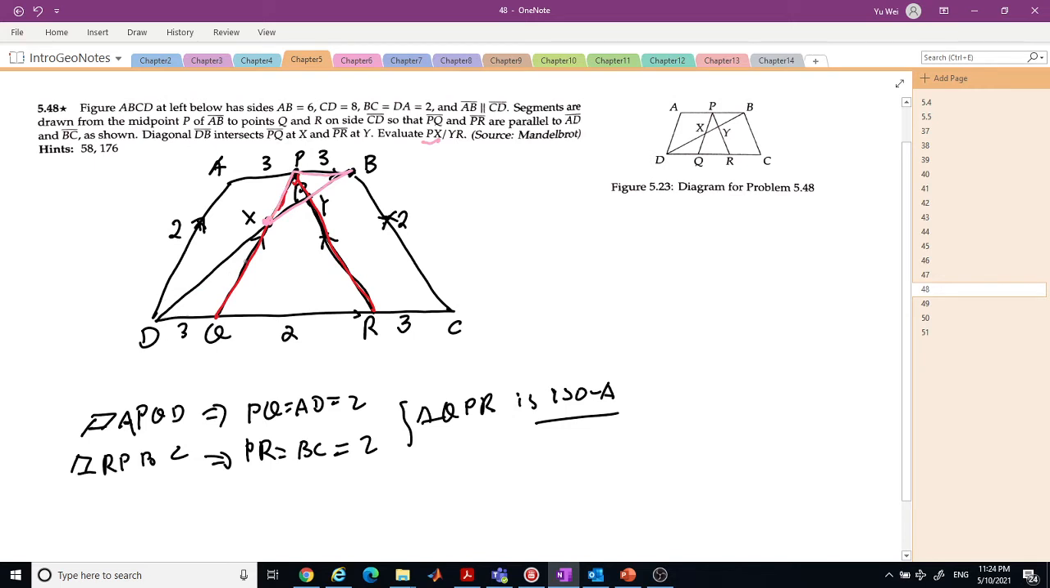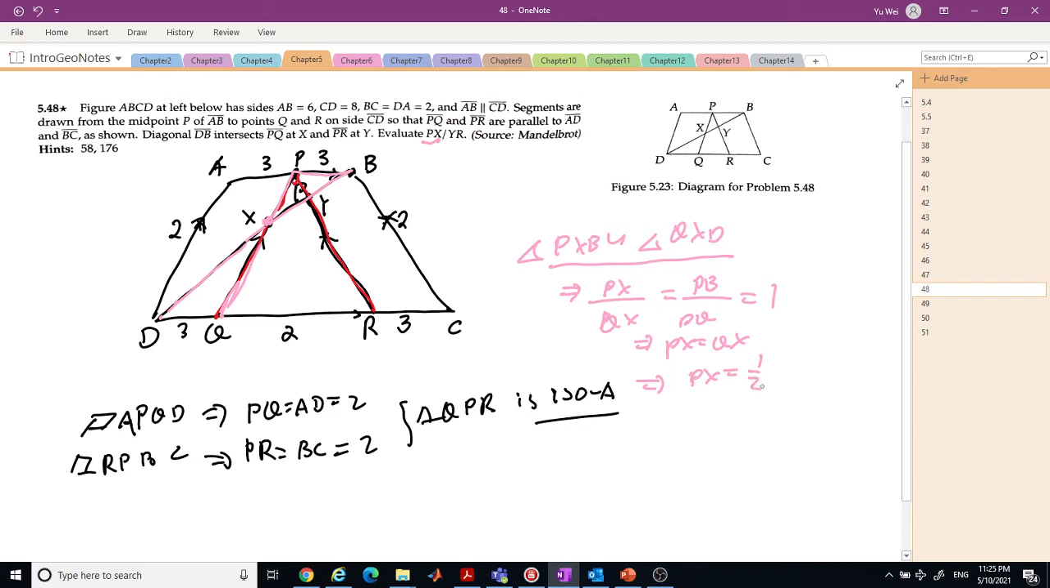And we can see this is another triangle, right? So we can see triangle PXB is similar to triangle QXD. That's why PX over QX is equal to PB over DQ, which is equal to 1. So PX equals QX. That means PX is half of PQ.